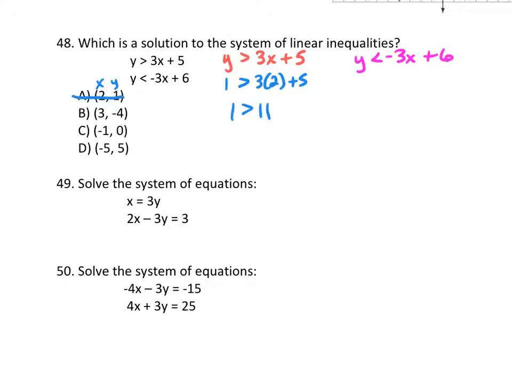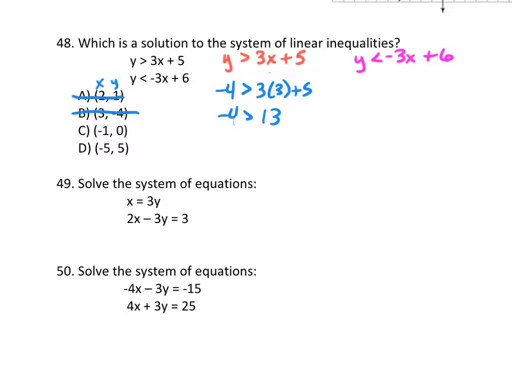So then I go on to B. I'm going to erase this real quick. And again, B, 3 is my x and negative 4 is my y. So negative 4 is greater than 3 times 3 plus 5. 3 times 3 plus 5 is 9 plus 5, which is 13. Is negative 4 bigger than 13? No. So B didn't work for the red inequality either, so B can't be my answer.